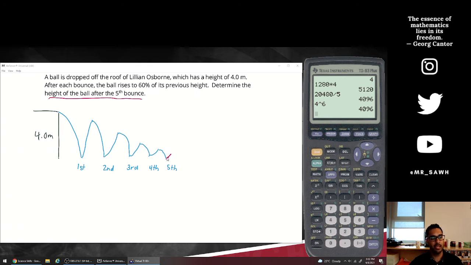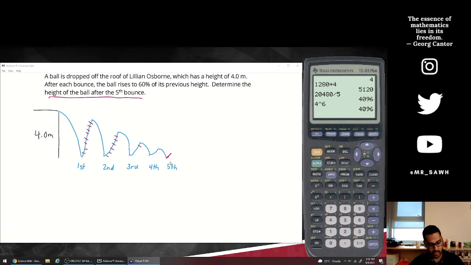So if you think about this in terms of a sequence, if I'm looking for the height of the ball after the fifth bounce, we can really talk about this if I just look at the height after each bounce only. So the height after the first bounce, height after the second, height after the third, height after the fourth, then height after the fifth. That is the sequence that we're going to care about. The 4 meters isn't going to be part of it because that's the initial height I'm starting at. The ball hasn't bounced just yet.